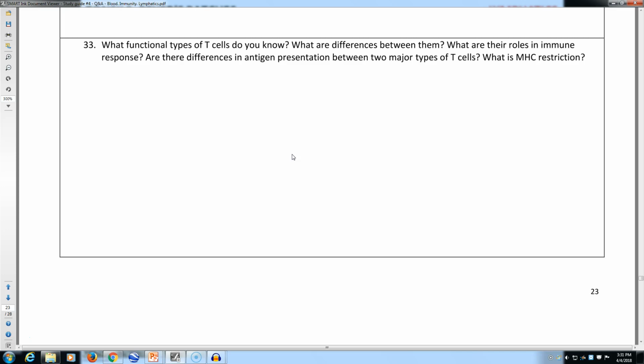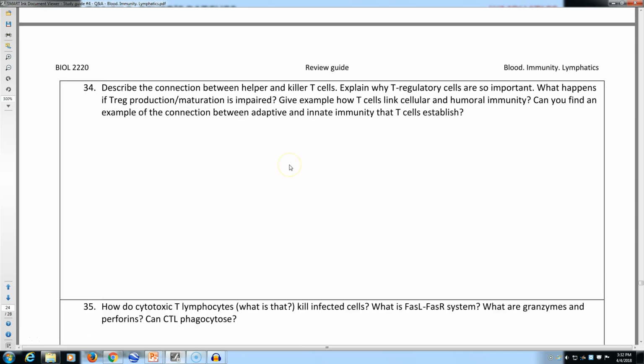What is the MHC restriction? Who remembers? Which type of MHC presents the antigen to CD4? 2. To CD8? 1. Can it be the other way around? No. That's MHC restriction. Does it make sense? CD4 cells are presented by MHC2. CD8 cells presented by MHC1. That's the definition of MHC restriction.